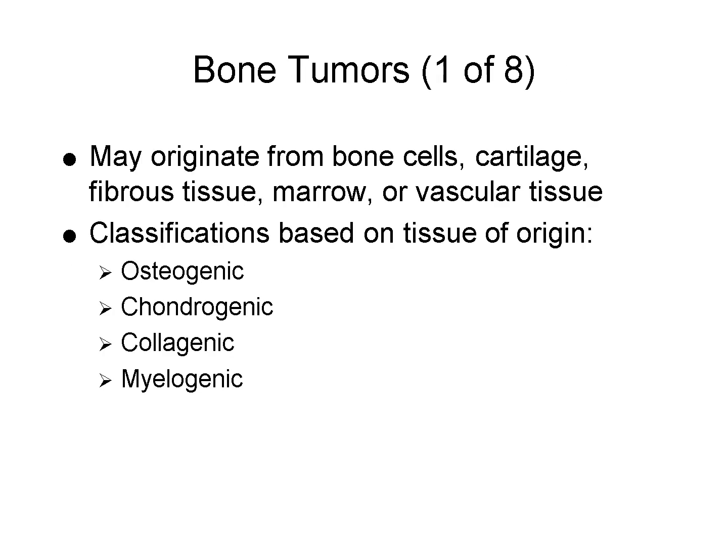Bone tumors can originate from bone cells, cartilage, fibrous tissue, or marrow. They are classified by tissue origin: osteogenic, chondrogenic, collagenous, or myelogenic. While some are benign, others are malignant and may invade surrounding structures. Early detection is essential to prevent complications.